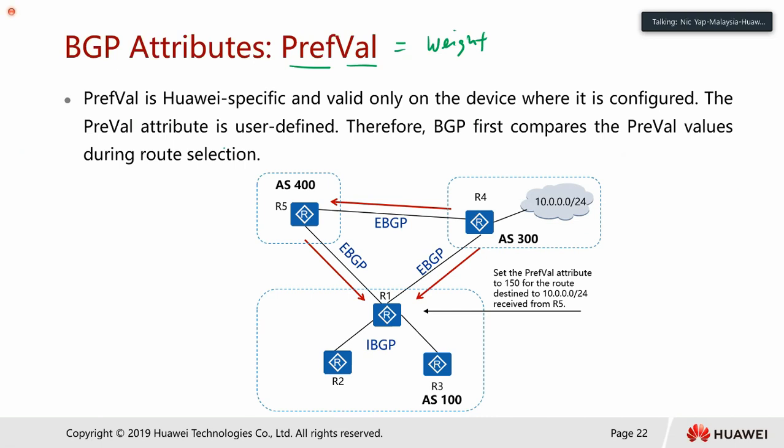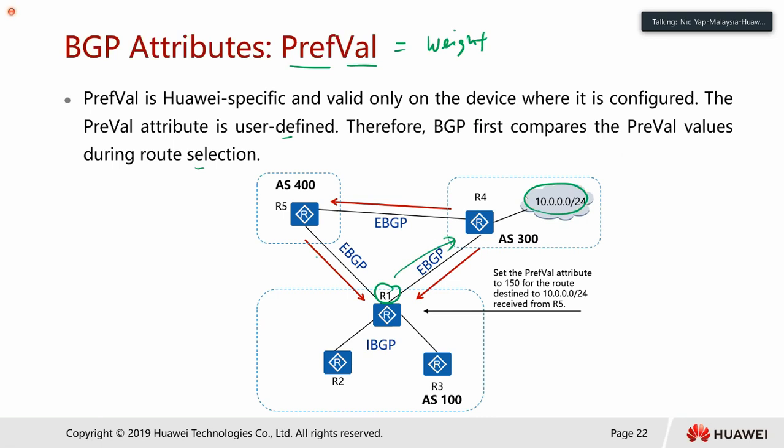And the preferred value attribute is user defined. Therefore, BGP first compares the preferred value during route selection. Always, this is the first step of route selection. Like in router 1, I have two ways to go to 10.0.0.0, using this way or using this way. By default, if your preferred value is not defined, I'm using this way. This is my best way.